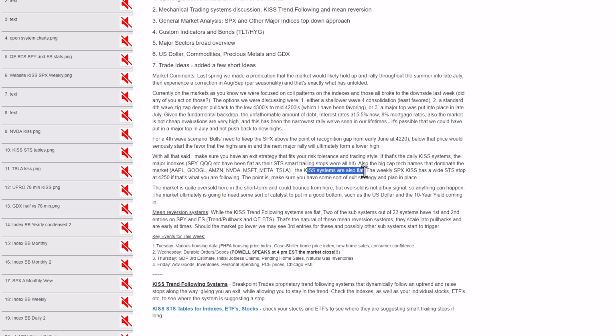Or if you're following our weekly KISS system, which has a little wider stop at 42.50, that's your other level. The point is, have some sort of exit strategy in place. Okay? Don't just listen to CNBC and Kramer and think the market is going to rally to new highs easily and things are hunky-dory. That said, the market is quite oversold here in the short term.